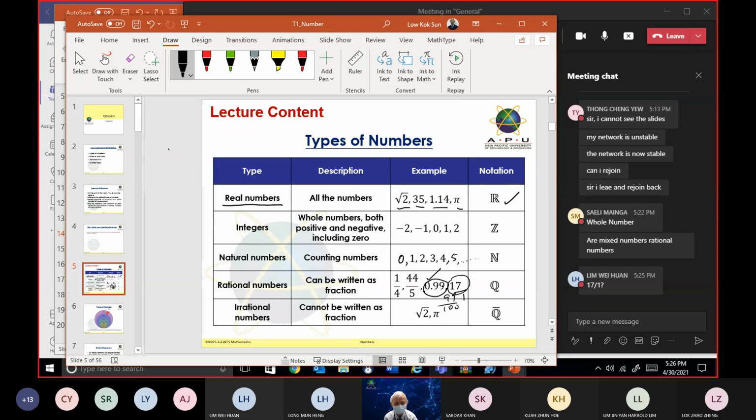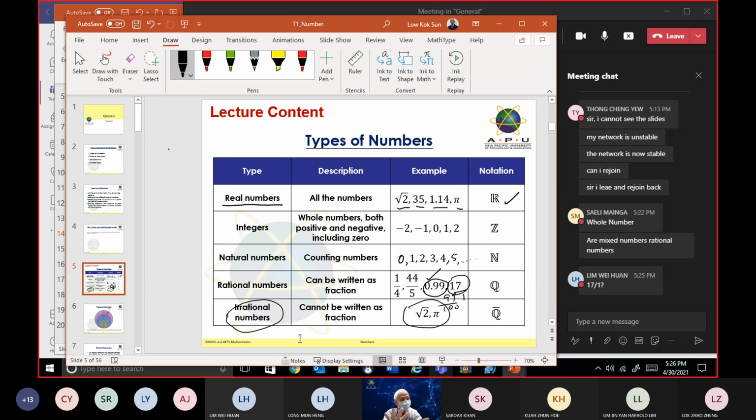Okay, how come 0.99 is a rational? Because you can express it in fraction. Irrational is the opposite, it cannot be expressed in fraction. So there will be a lot of numbers belonging to irrational. A number, if it is rational, it cannot be irrational. If it is irrational, it cannot be rational.